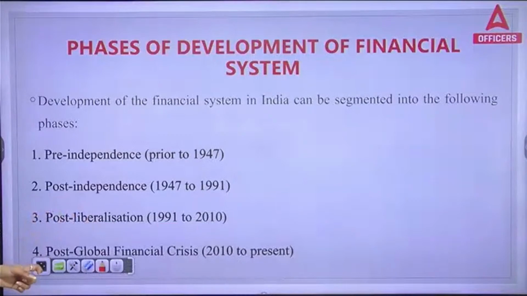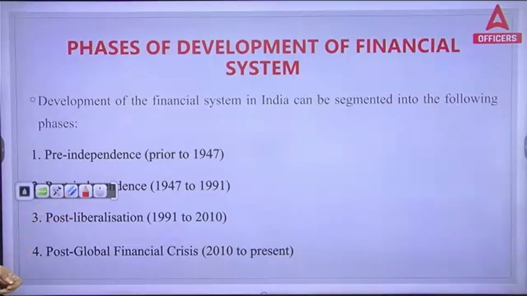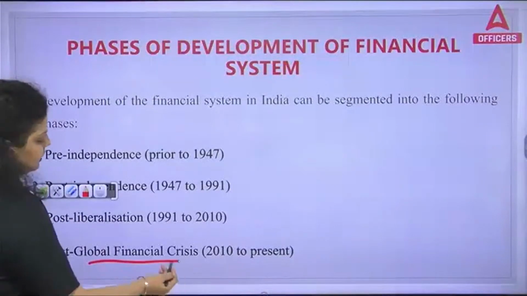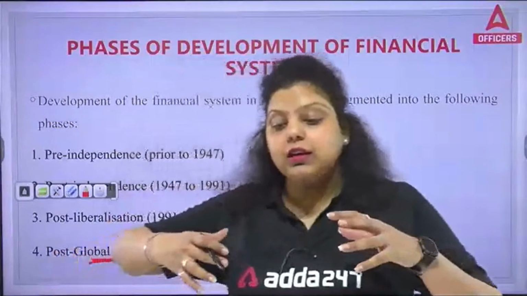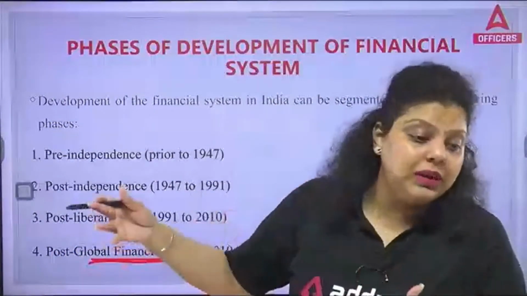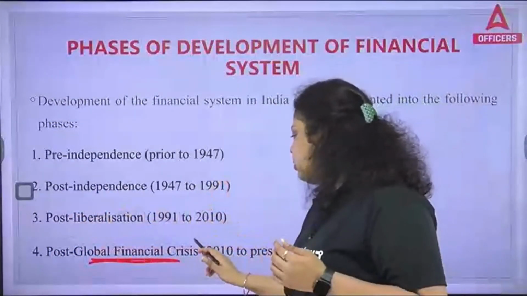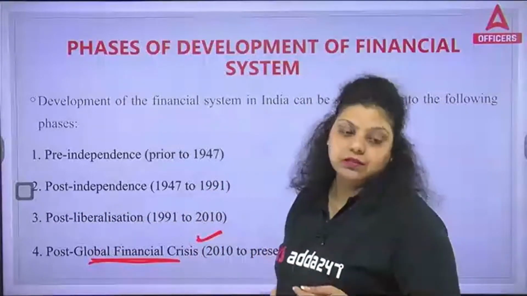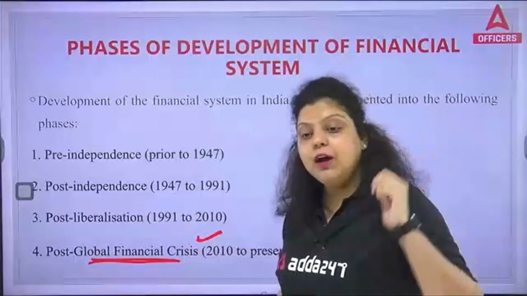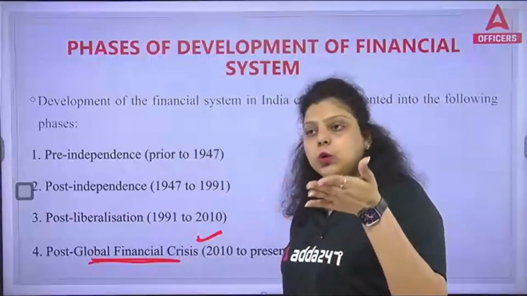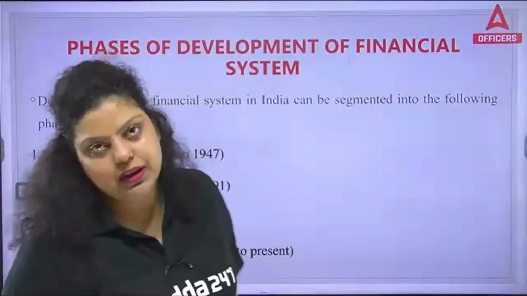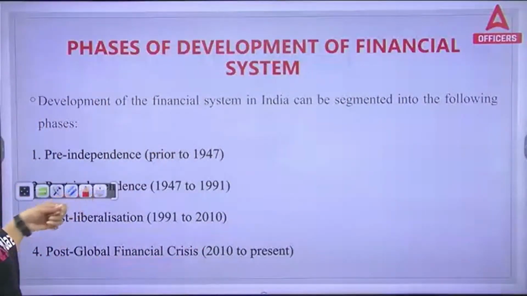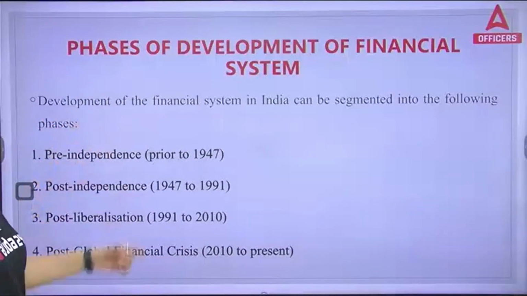Okay, and the next one we have is the post-global financial crisis period. And that was the global crisis that we faced in 2007-8. After that, whatever period we are following right now is known as post-global financial crisis. Now after a certain decade, we will start calling the era after 2019 the post-COVID outbreak era. Maybe we can do so. So these are the 4 phases of development of the financial system in India.